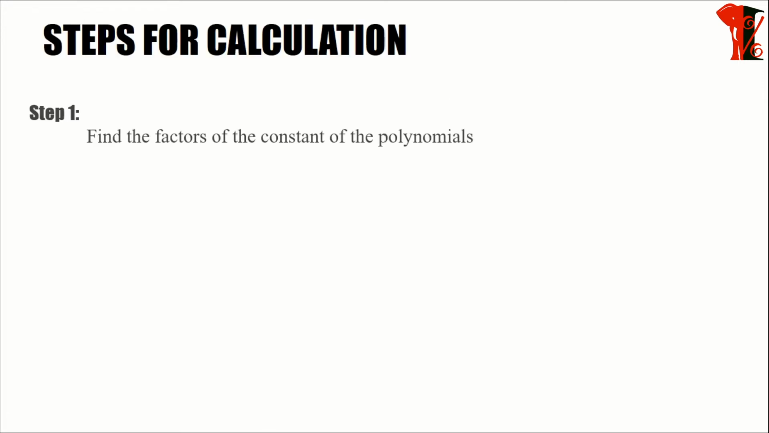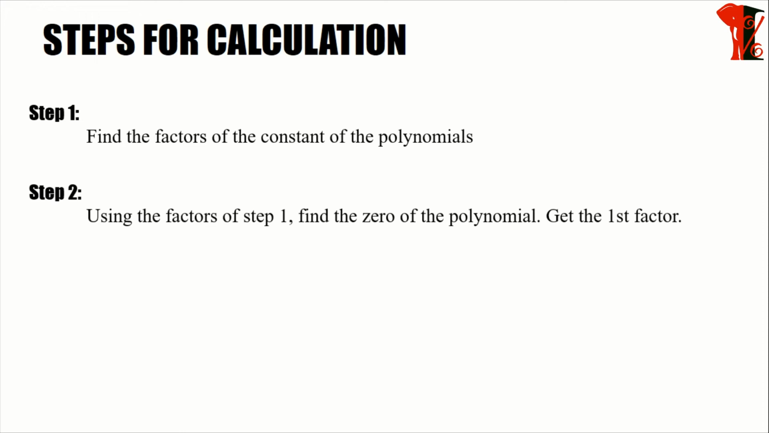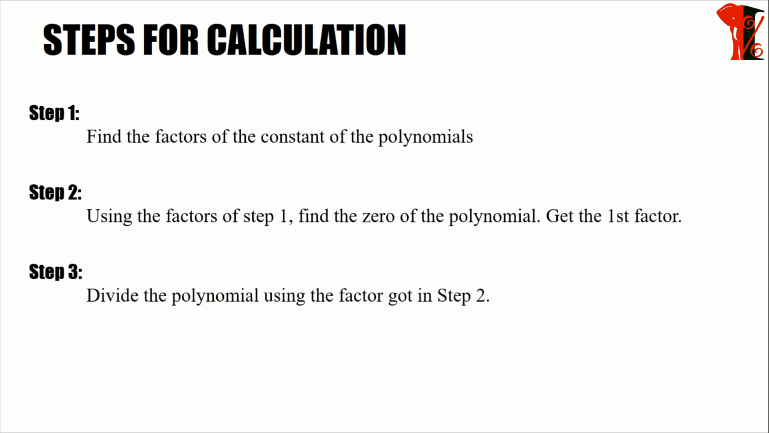The first step is to find the factors of the constant of the polynomial. The second is, using the factors from step 1, find the zero of the polynomial. That means the value of the polynomial should be 0 when we take those factors. Then we can convert that into the first factor of the cubic polynomial. Step 3 is to divide the polynomial using the factor got in step 2. The fourth step is to factorize the quotient got in step 3.